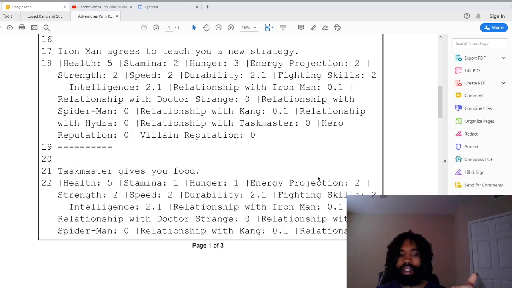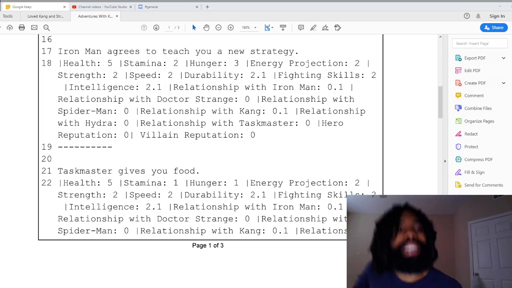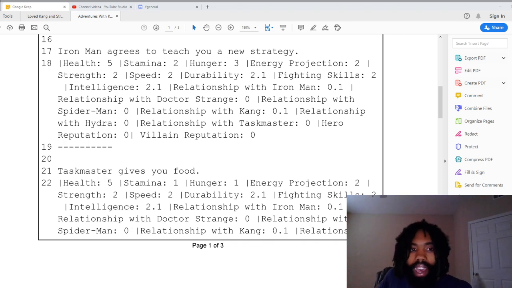The next thing they did was they asked Taskmaster to give them food. I think it's interesting that this particular AI keeps jumping around from different characters within the Marvel Comics universe.